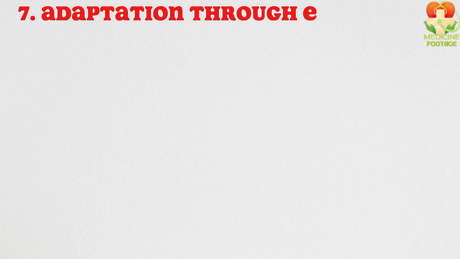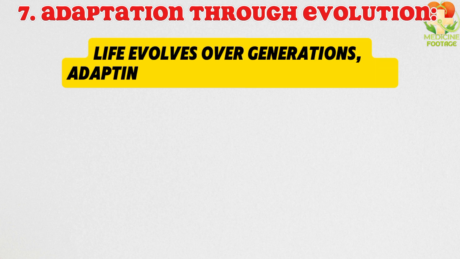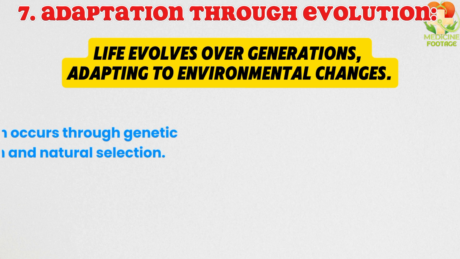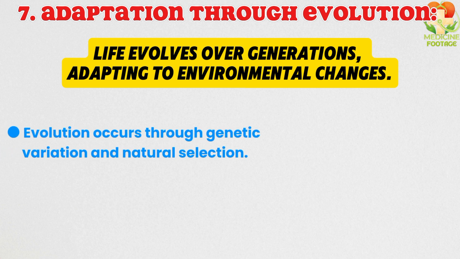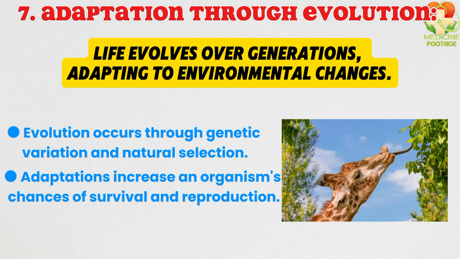7. Adaptation. Through evolution, life evolves over generations, adapting to environmental changes. Evolution occurs through genetic variation and natural selection. Adaptations increase an organism's chances of survival and reproduction. For example, the long neck of a giraffe helps it reach leaves high in trees, an evolutionary advantage.